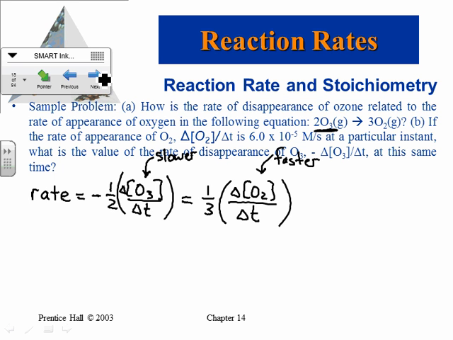If the rate of the appearance of the O2 is 6.0 times 10 to the negative 5th at a particular instant, what's the value of the rate of disappearance of the O3 at this same time? So, if our rate here is going to be 6.0 times 10 to the negative fifth, sorry, not meters per second, molar per second, is equal to 1/2, negative 1/2 times the change in O3 over the change in time.